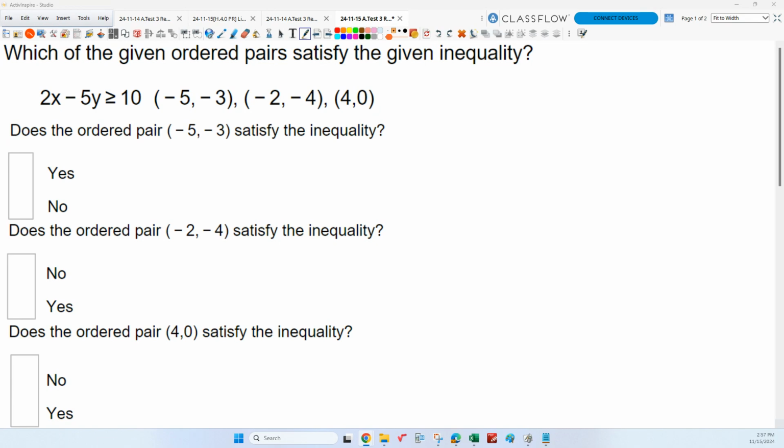What would I do? Substitute the x and the y numbers. Same as an equation. I'm just going to plug those numbers, plug the values in of x and y and see if they make the inequality true. That's it, right? Okay, so let's try that.